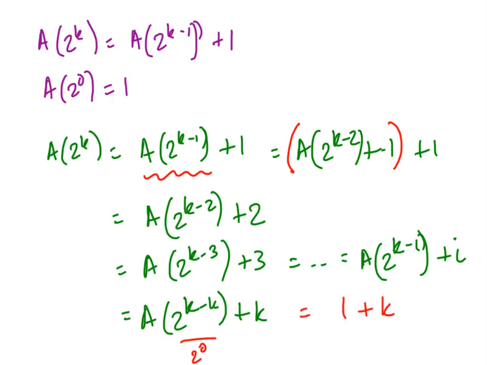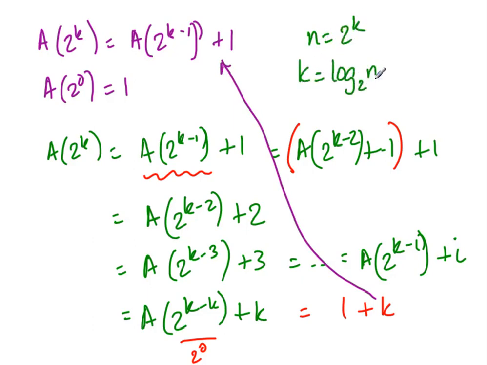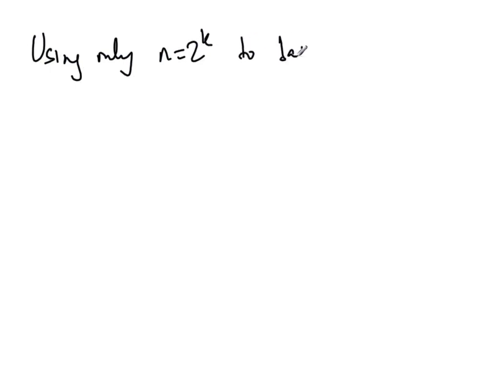But what is k? Remember that we had n equal to 2 to the k. So k is nothing but log to the base 2 of n. So this is going to be equal to 1 plus log to the base 2 of n. So in this case, by looking at the special case where n is a power of 2, we can use backward substitution effectively to get a nice answer. Now the question is whether this is valid or not. It turns out that this can be justified, using only n equal to 2 to the k for backward substitution.